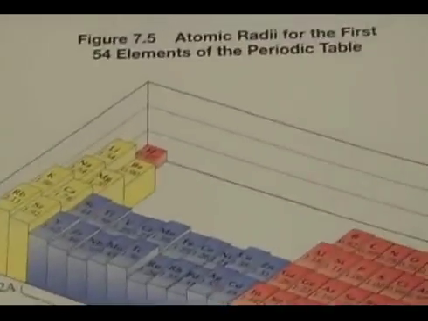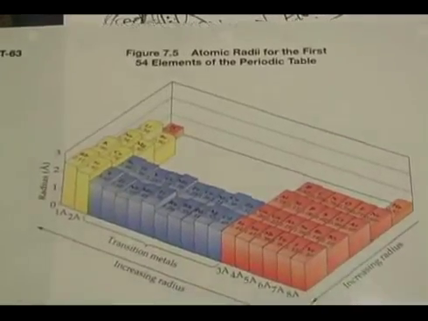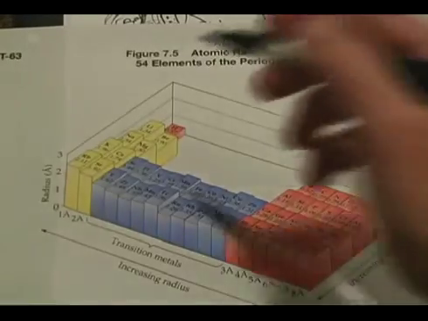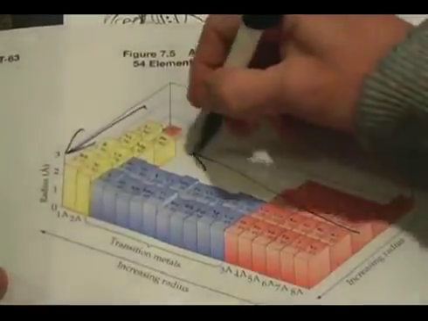First trend is the size of atoms and ions. This picture's in your book: atomic radii for the first 54 elements on the periodic table. The radius tells us the size of an atom. And generally, atomic radius increases as we go down, and it increases as we go to the left.